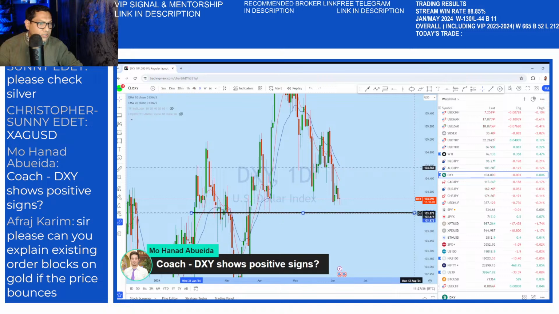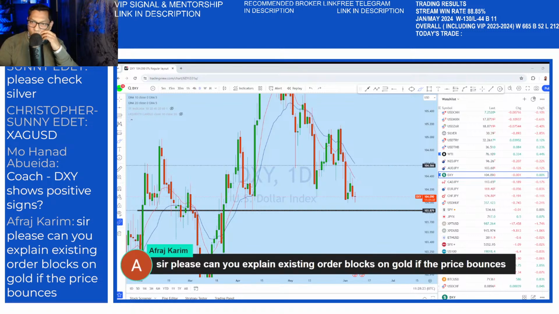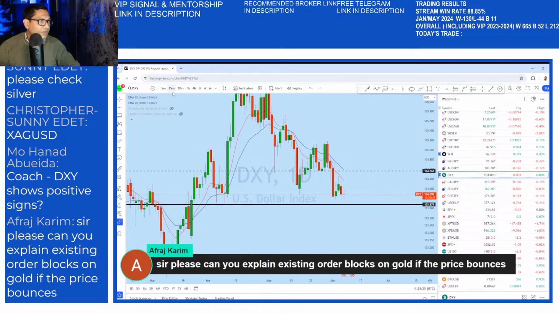So this is a significant support and there is high liquidity below this level. We talk a lot about liquidity, guys, and have discussed it a lot. I would like to know if you have any questions regarding liquidity. So, can you explain the existing order block on gold if the price bounces off? That means where the price might be bouncing off. You mean the order block on gold, what time frame? Because different time frames have different order blocks.